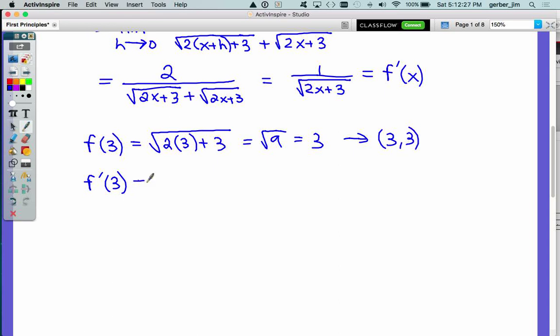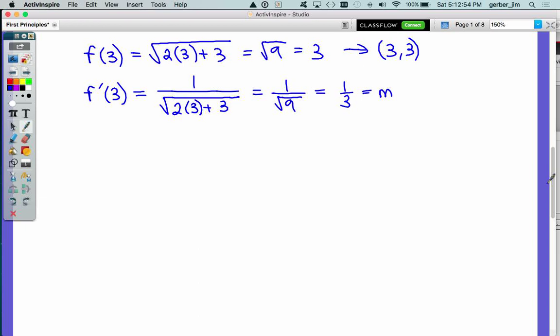F prime at 3, well, f prime at x, we just said, was 1 over the square root of 2x plus 3. So f prime at 3 must be 1 over the square root of 2 times 3 plus 3, which is 1 over the square root of 9, which is 1/3. And so now I have my point and I have my slope. And with those two things, I can very easily write the equation of a line. So the equation of a tangent line must be y minus 3 over x minus 3 equals my slope, which is 1/3.